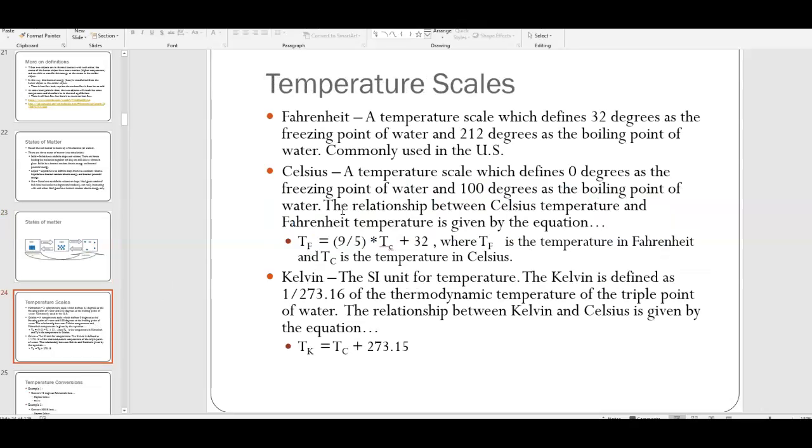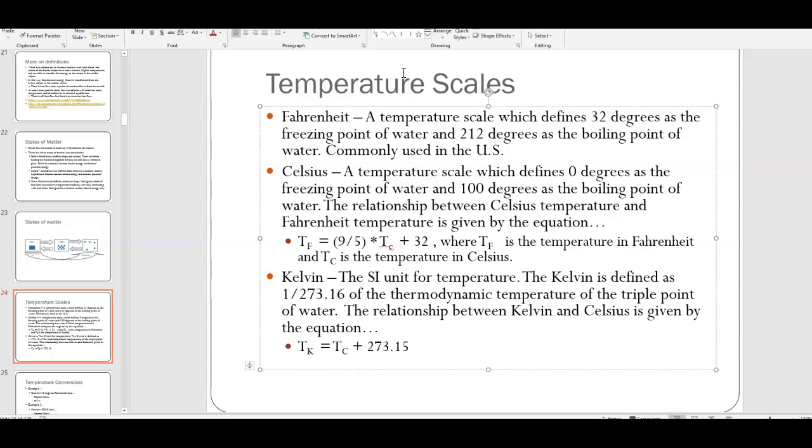So let's talk about temperature scales. Okay, so there are three temperature scales that we'll talk about just briefly, keeping in mind we're mainly going to be working with Celsius and Kelvin. Fahrenheit we're only going to talk about just so you can use that as a reference, because the Fahrenheit scale is commonly used in the United States, and so that's probably what you can relate to the most.